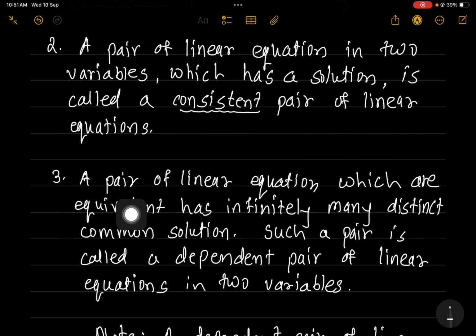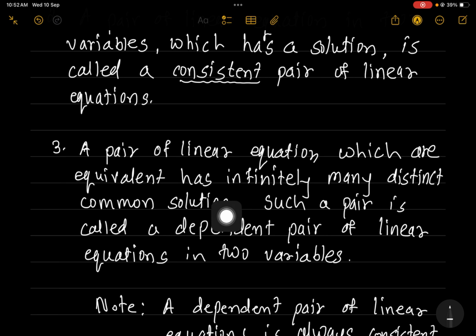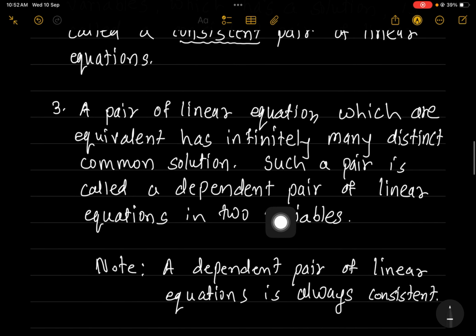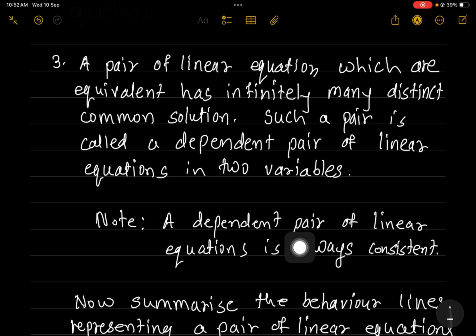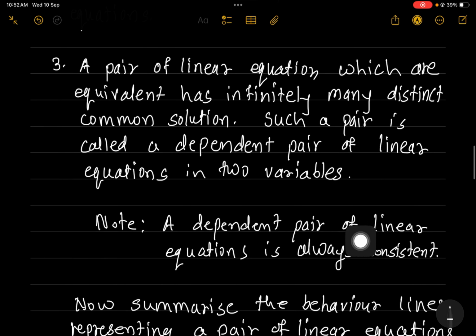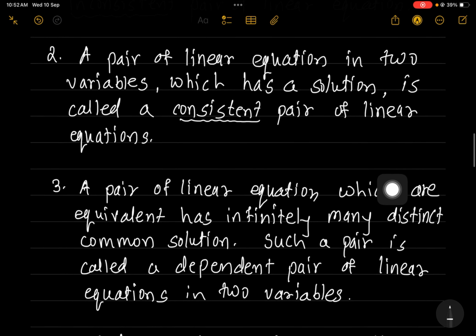Now the third point: a pair of linear equations which are equivalent has infinitely many distinct common solutions. It means you are getting many solutions, infinitely many solutions are coming, so that pair is called a dependent pair of linear equations in two variables. This dependent pair of linear equations is always consistent. We studied here that consistent means having a solution.